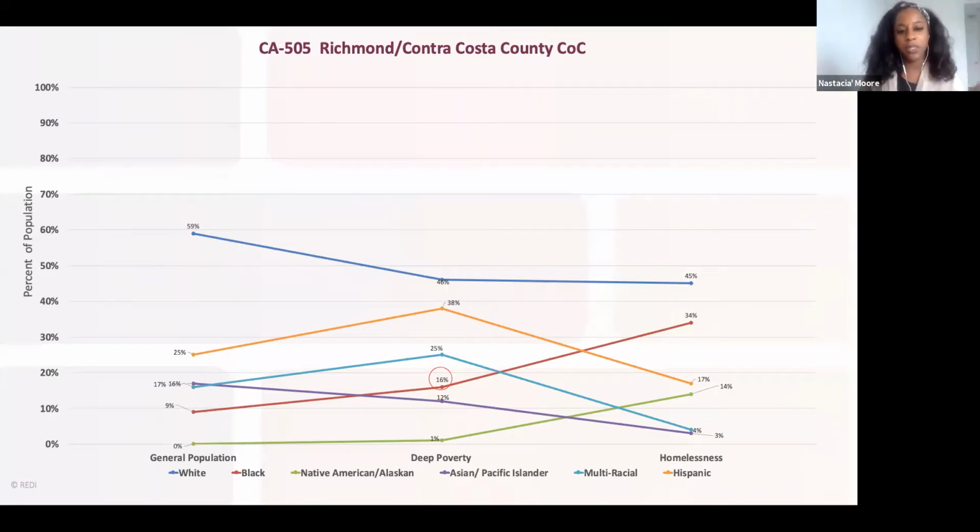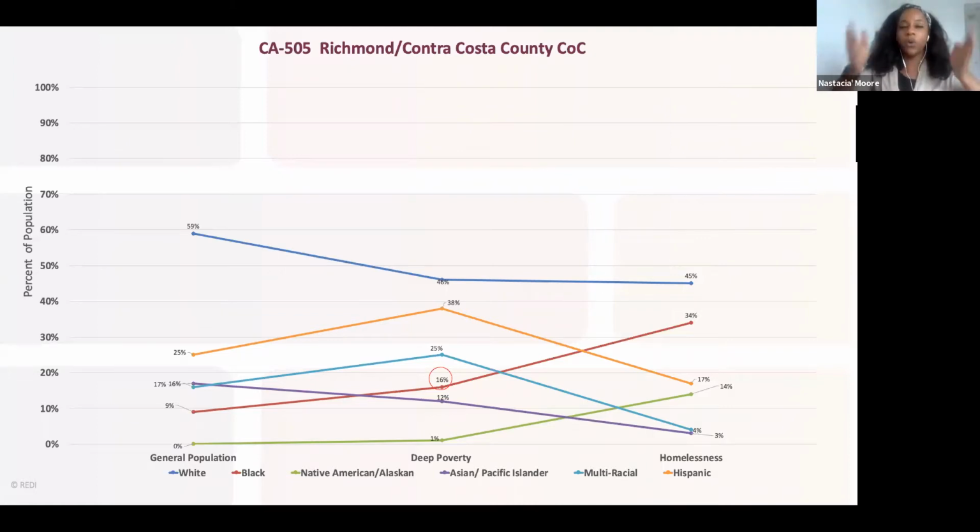And so you see 9% of the general population, 16% goes into deep poverty, and then 34% of folks experience homelessness compared to their general population. That's almost 4 times that folks are overrepresented. So my question is this: what happens between folks being in the general population, versus folks falling into deep poverty and then experiencing homelessness? I question the system structure for folks who look like me.